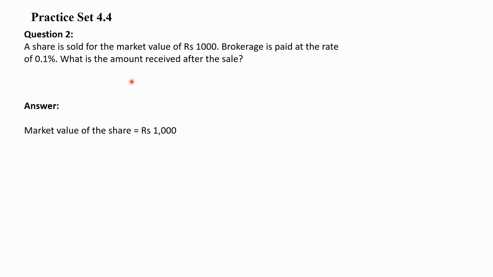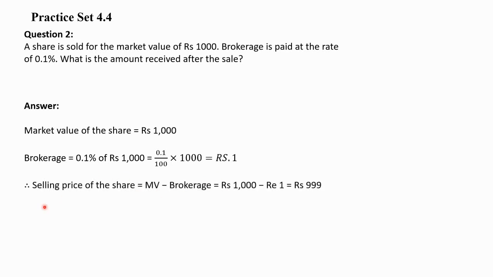Market value of the share is rupees 1000. Brokerage will be 0.1% of rupees 1000. So that will be 0.1 upon 100 into 1000, and that will be rupees 1. So rupees 1 is the brokerage per share. So if you see this, the selling price of the share will be market value minus the brokerage.